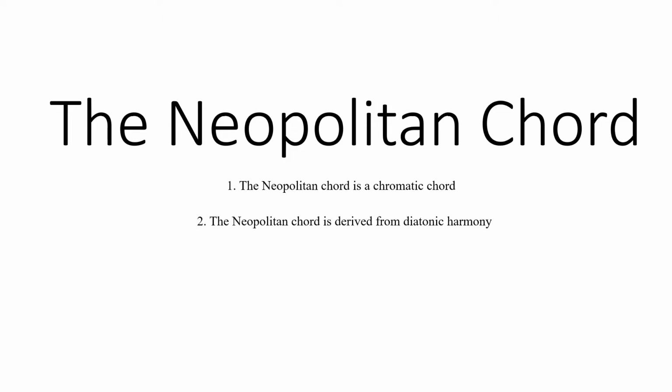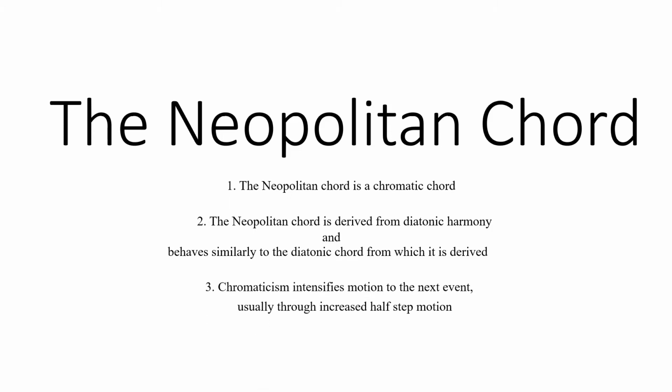This is an introductory video on the Neapolitan chord. The Neapolitan chord is a chromatic chord, and chromatic chords in tonal music are almost always derived from diatonic chords. The Neapolitan chord is no different, and just like other chromatic chords such as secondary dominants and secondary leading tone chords, the Neapolitan chord behaves similarly to the diatonic chord from which it is derived. The chromaticism intensifies motion to the next seemingly inevitable musical event, usually through increased half-step motion.